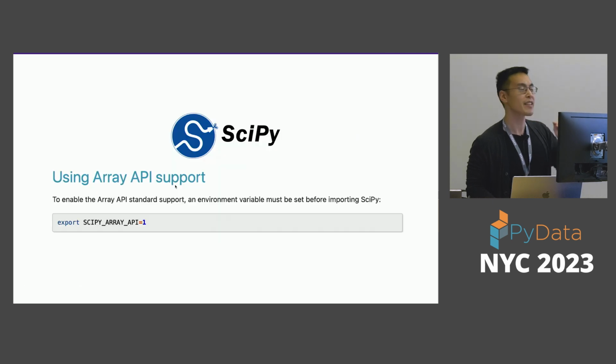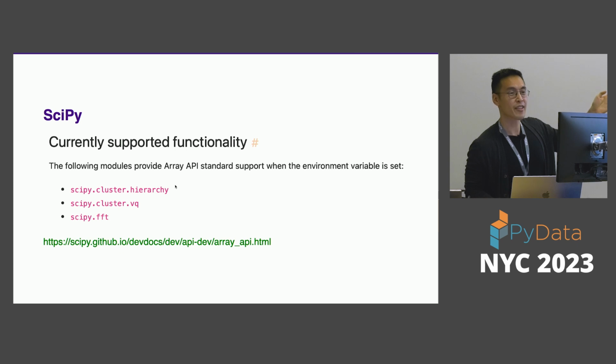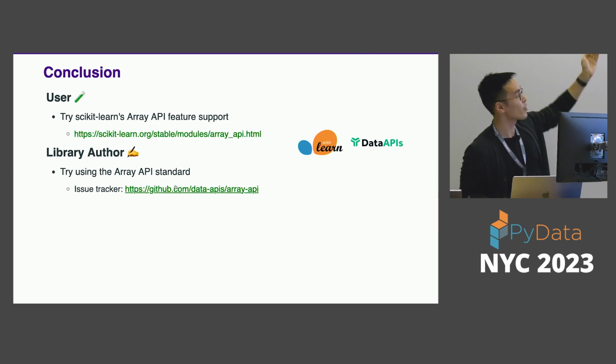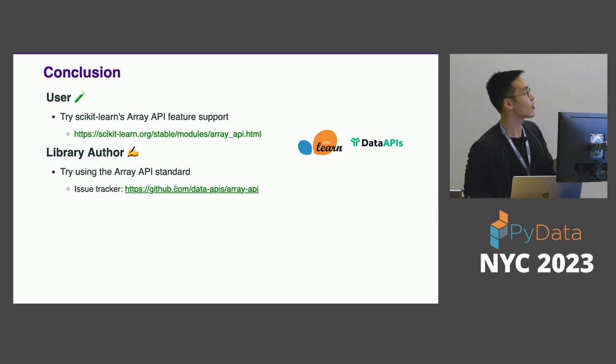SciPy is also adopting this. They use an environment flag. These are the things that are supported in SciPy now. So SciPy and Scikit-learn are slowly adopting this now. You can read more. If you're a user, try out the feature in Scikit-learn. If you're a library author, you're welcome to try out the API standard. If you have a function that you need, you can open an issue on their issue tracker.